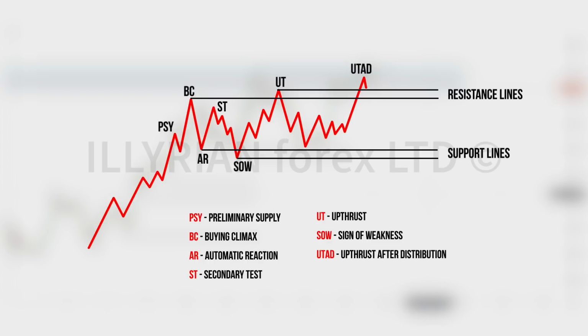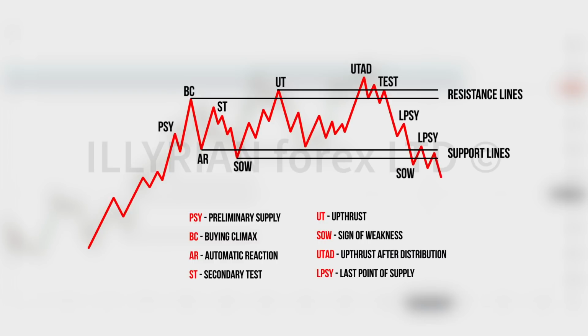Analogous to springs and shakeouts, an upthrust after distribution is not a required structural element. The trading range in distribution schematic number 1 contains an upthrust after distribution, while the trading range in distribution schematic number 2 does not.